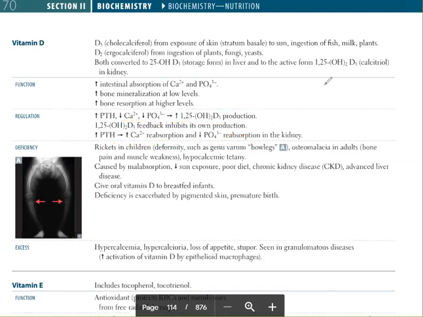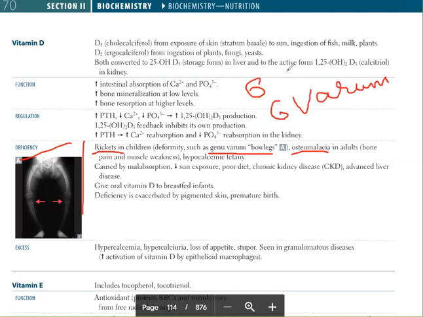Now we have the major part, which is deficiency. In deficiency, rickets. You see bowed legs in children. Rickets in children and osteomalacia in adults. Deformity such as genu varum. We have two terminologies. One is genu varum, and the other one is genu valgum.